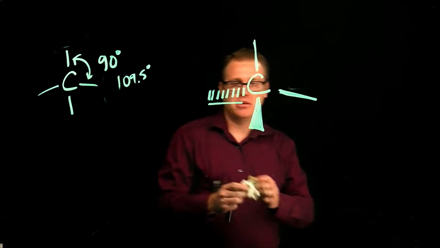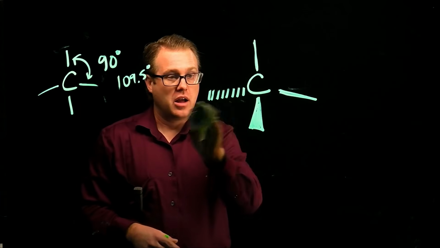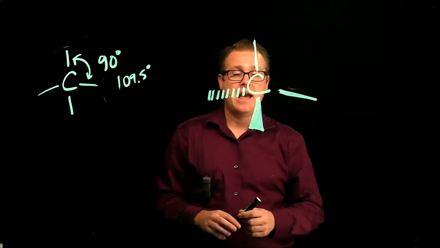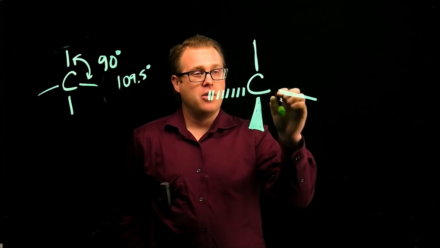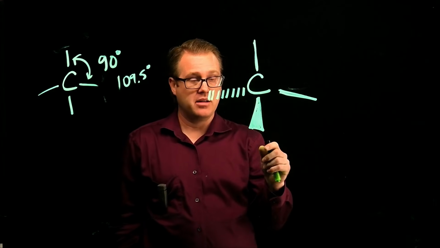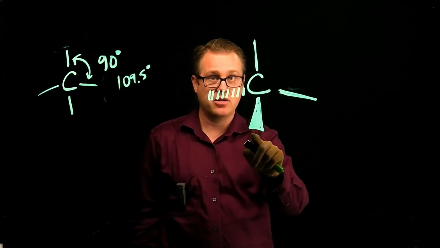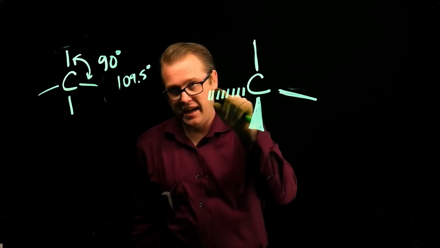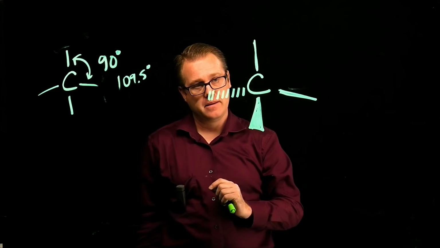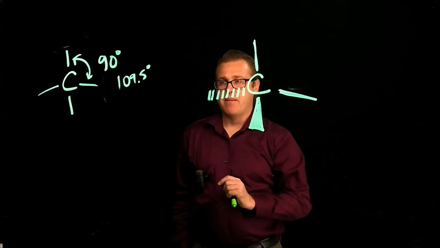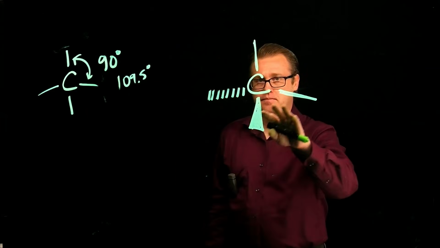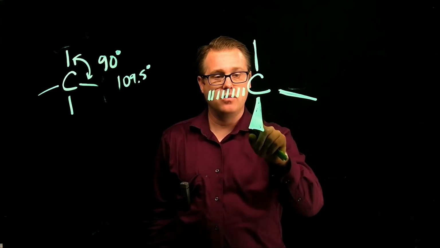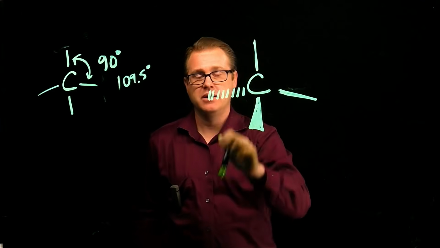So what you're going to have to do is get your hands on a modeling kit. And you're going to see when you build this molecule with your modeling kit that one bond is going to be pointing out of the board and the dash is going to be pointing into the board. And so that's how we represent the bonds in tetrahedral carbons, these wedges and these dashes.